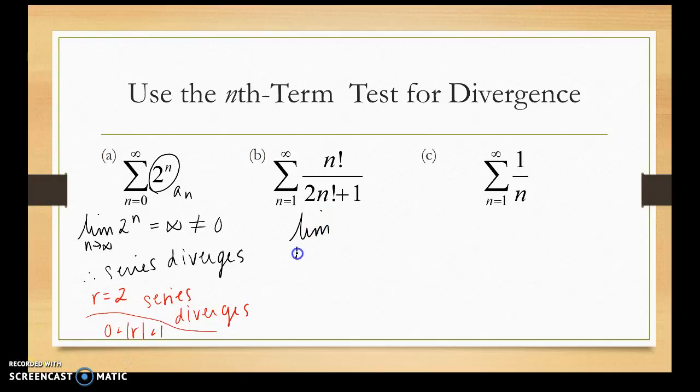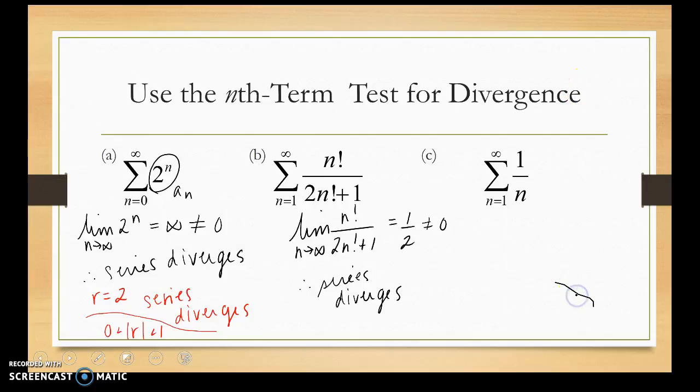Limit as n approaches infinity of a sub n. This limit approaches a half. Since the limit of the nth term is not 0, we can conclude that the series diverges. So no additional work is needed. If the question asks for convergence or divergence of the series, this is our nth term test. It only shows divergence, however. And you'll see that on the next one.